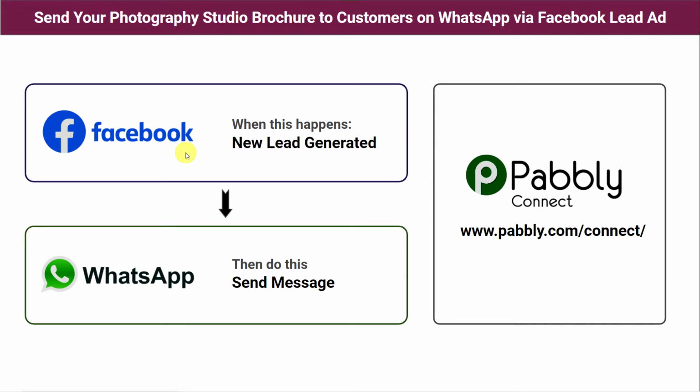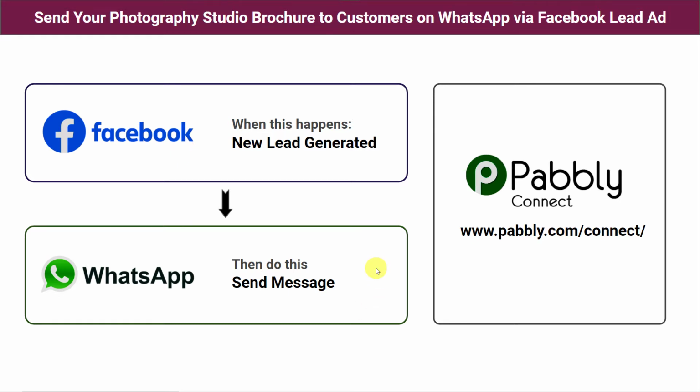So whenever someone clicks on those ads, a Facebook lead ad form will get open. Now, you want that whenever that Facebook lead ad form is filled, your Photography Studio brochure should be sent on the WhatsApp number of the customer. For doing this, you have two options.